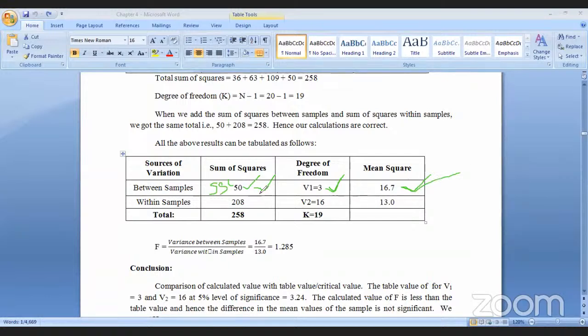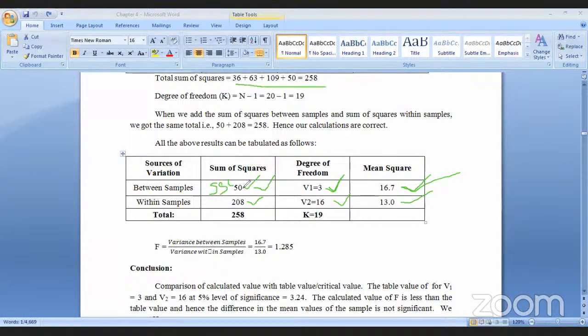Next, the second table, within sample, 208, V2 is equal to 16. Then 208 divided by 16 is equal to 13. Okay, then in the last, it is advisable to check whether our calculation is correct or not, that is the total sum of squares. Here we have 36, 63, 109, 30, that is 258.